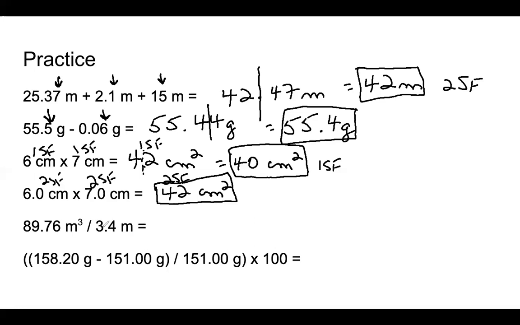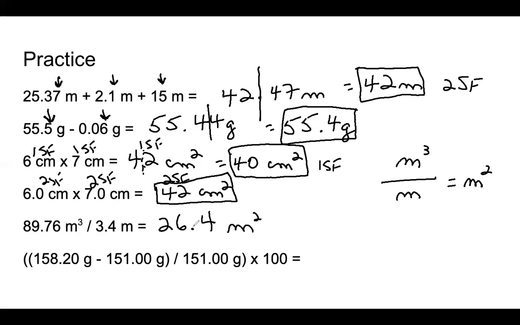All right, so in this one, we're doing division. So we have to first do our calculation on our calculator. So let's see what we get. 89.76 divided by 3.4 equals, and we get 26.4. Meters cubed over meters is meters squared. So we'll look at that. We have meters cubed over meters. So that is meters squared for our unit.